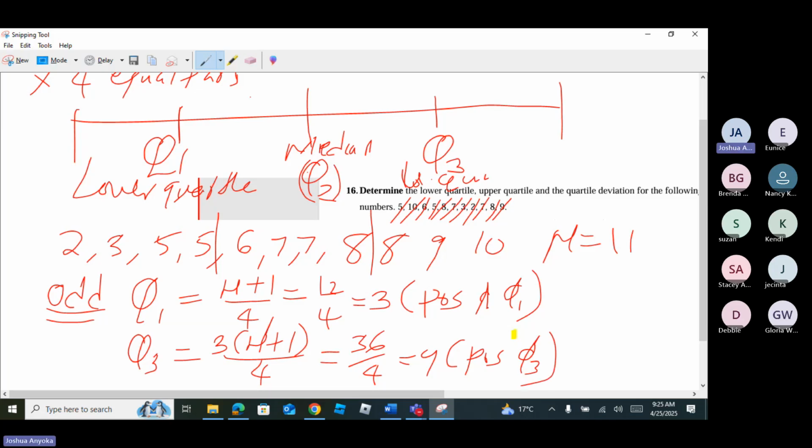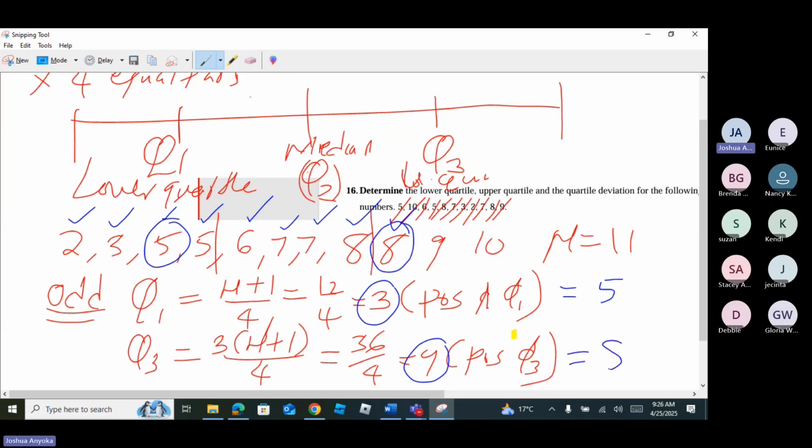So we get back and circle, we count and circle. Position 3 is occupied by 1, 2, 3, 5. So the lower quartile is 5. Position 9 is occupied by 4, 5, 6, 7, 8, 9, which is 8. So Q3 is 8.